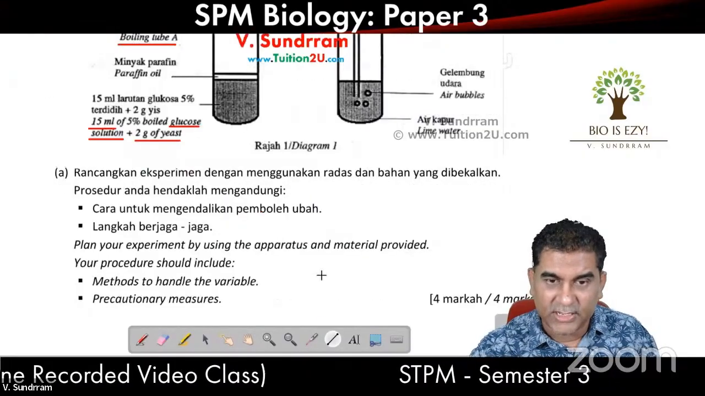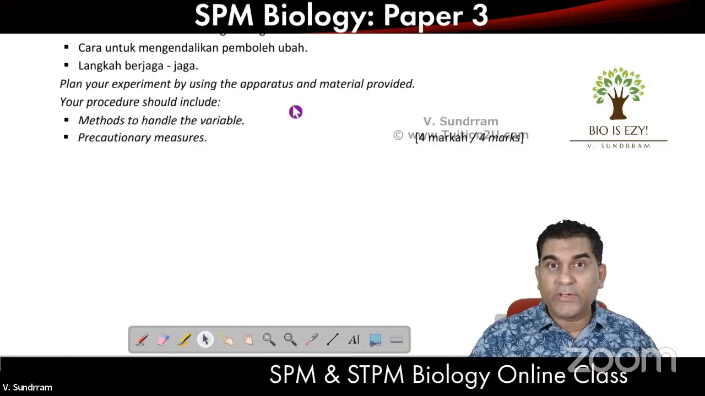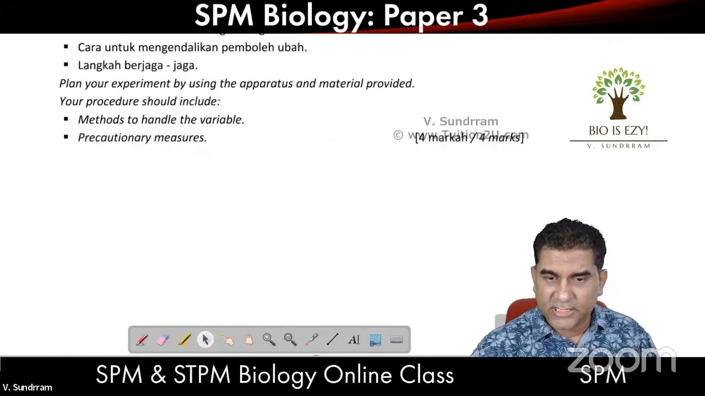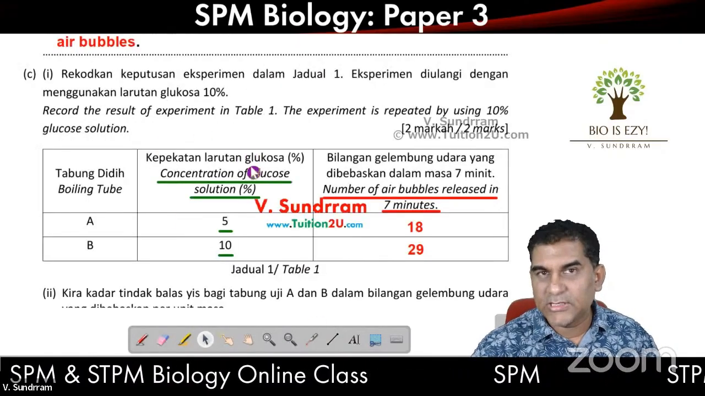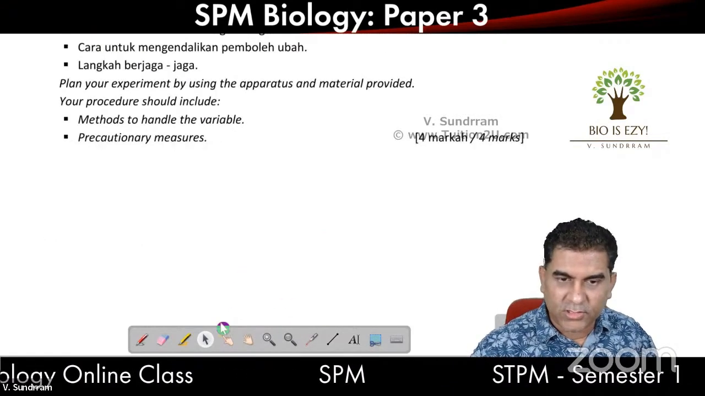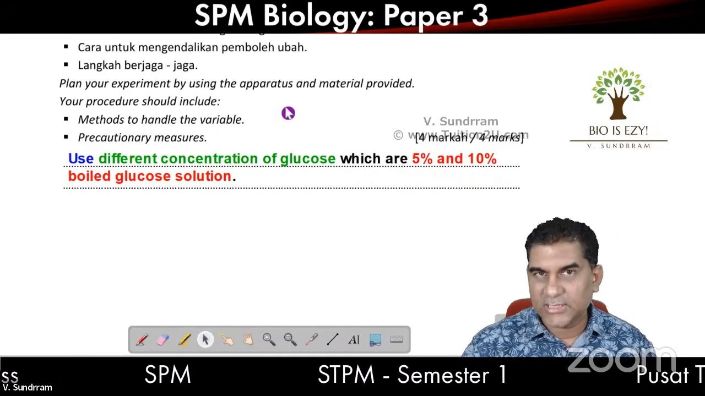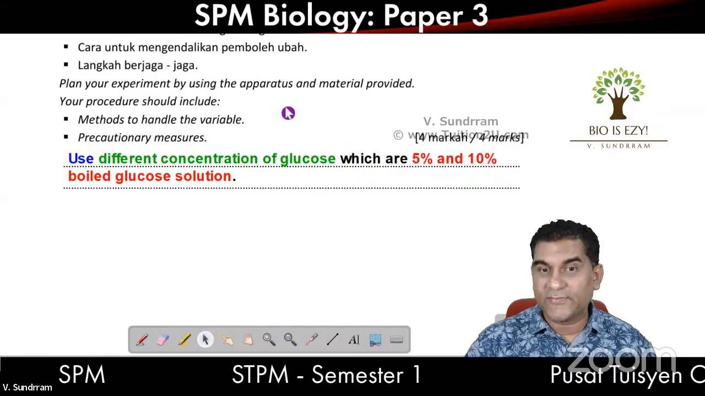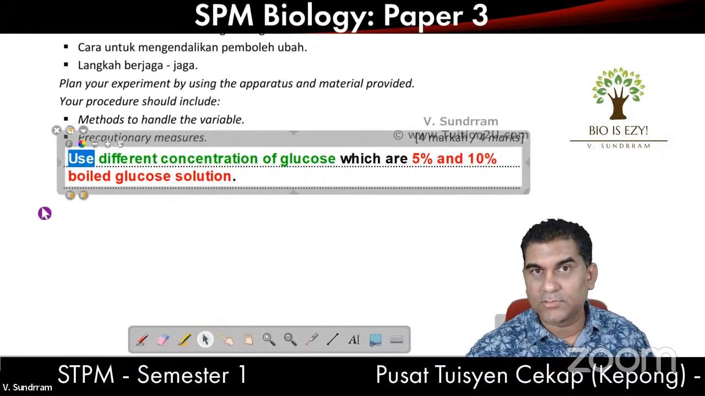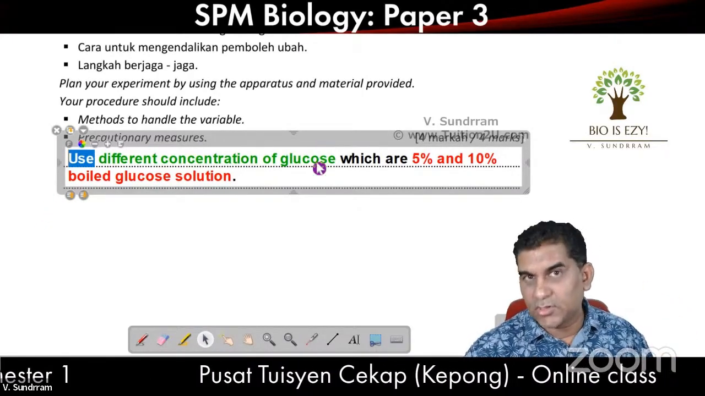If you go to question A, the first thing we are going to do is explain to the examiner how we control the manipulated variable. We can just use this table. Write back what you see here. That should be 1 mark for the manipulated variable. So my first answer is this: use different concentration of glucose. Take note, you must start the answer with the word use. Without that, they might not give you the 1 mark.